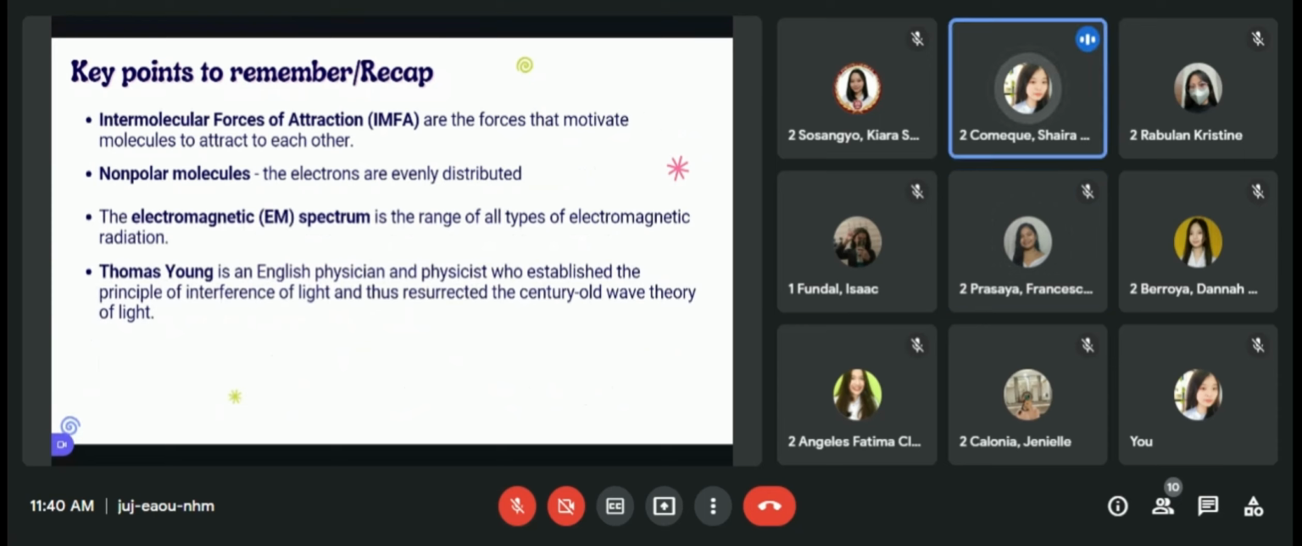The next one: intermolecular forces of attraction, or IMFA, are the forces that motivate molecules to attract each other. In nonpolar molecules, the electrons are evenly distributed. The electromagnetic or EM spectrum is the range of all types of electromagnetic radiation. Thomas Young is an English physician and physicist who established the principle of interference of light and thus resurrected the century-old wave theory of light. Ara?